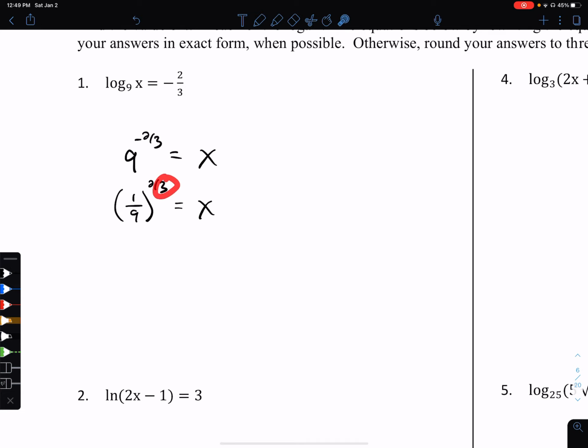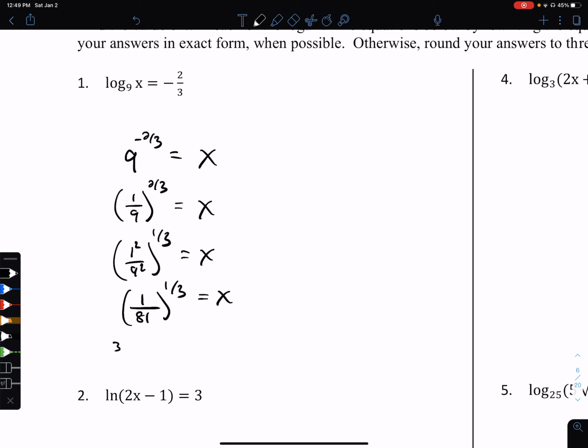Do we know what the cubed root of 9 is? We don't. Could we square 9 and could we square 1? We could. So we could make this 1 squared over 9 squared. We essentially took the squared part of this and put it on the top and bottom of our fraction, and we left the cube root, the 1/3, on the outside. 1 squared is 1, 9 squared is 81. Now it's the third root of x, which you could leave like that, or you could write it as the cubed root of 1 over 81.